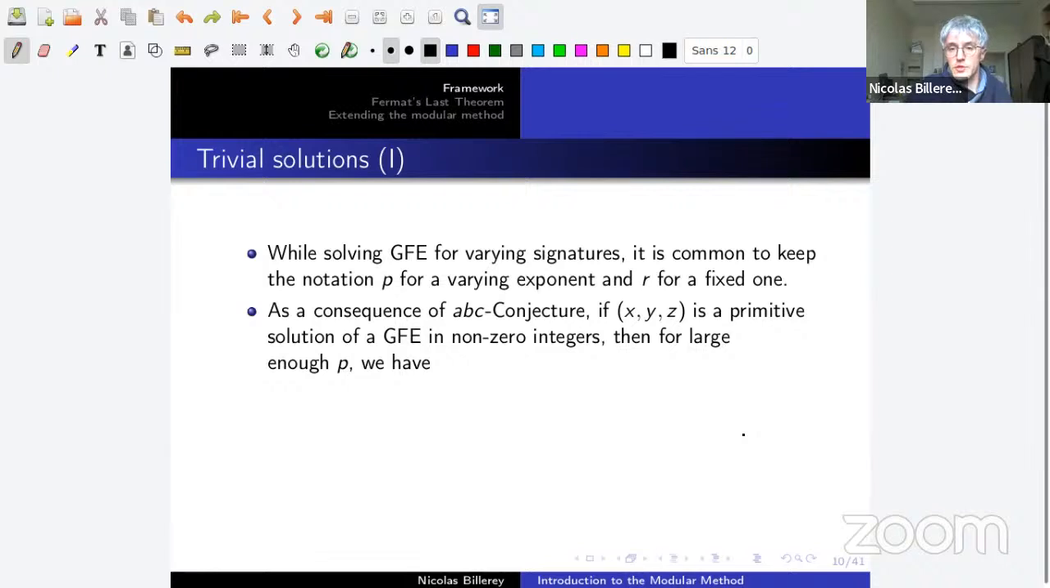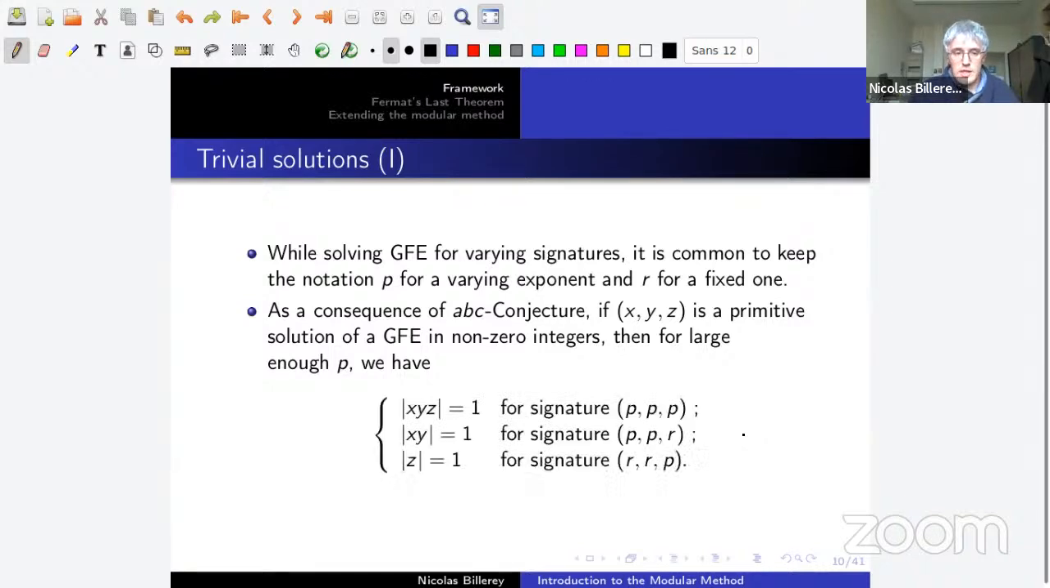So now if you apply the ABC conjecture to the solutions of this generalized Fermat equation, here's what you get. If X, Y, and Z is a primitive solution to a generalized Fermat equation in non-zero integers, then at least for large enough primes P, the product of X, Y, and Z is 1 in absolute value for signature PPP. So PPP, here P is varying. You get that the product of X and Y in absolute value is 1 for signatures PPR, and for signatures RRP, you get that D is 1 in absolute value.